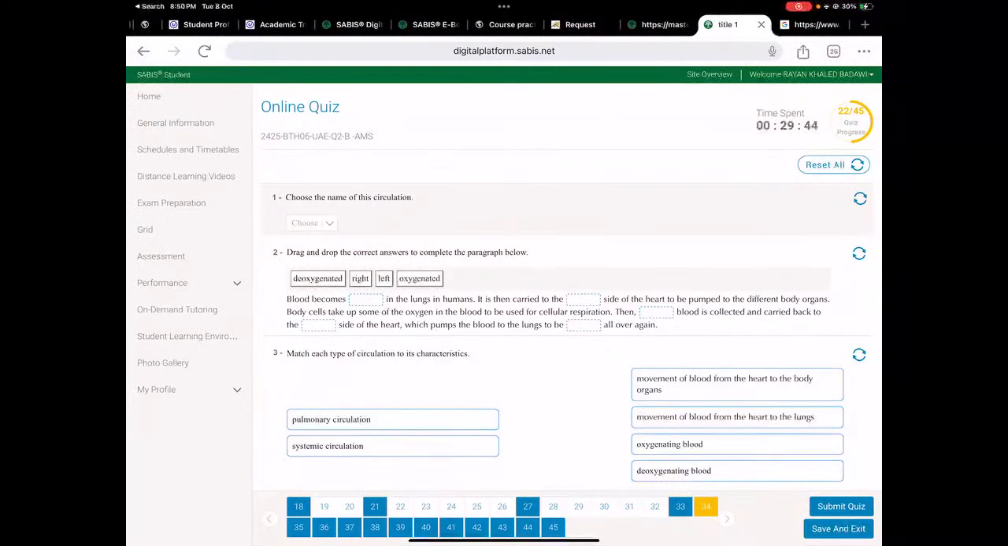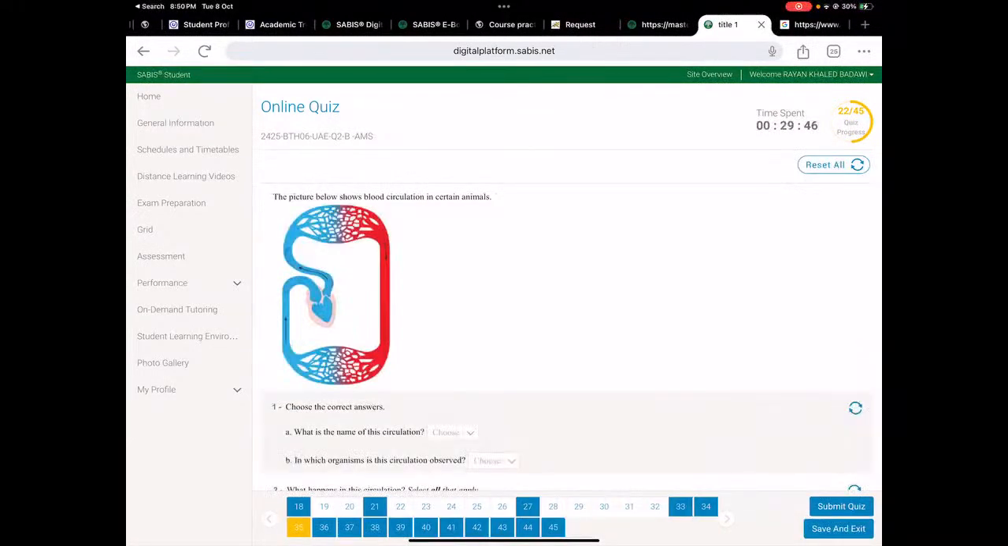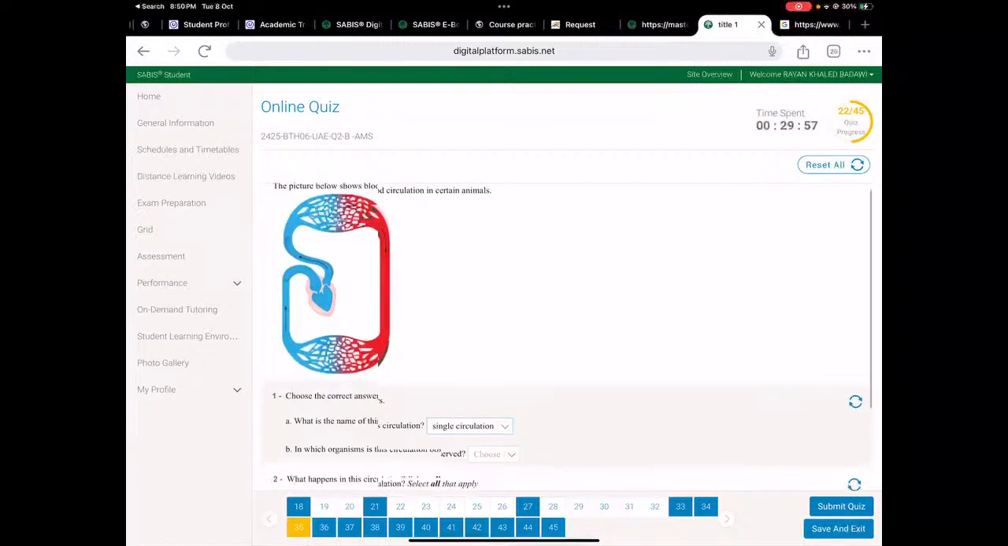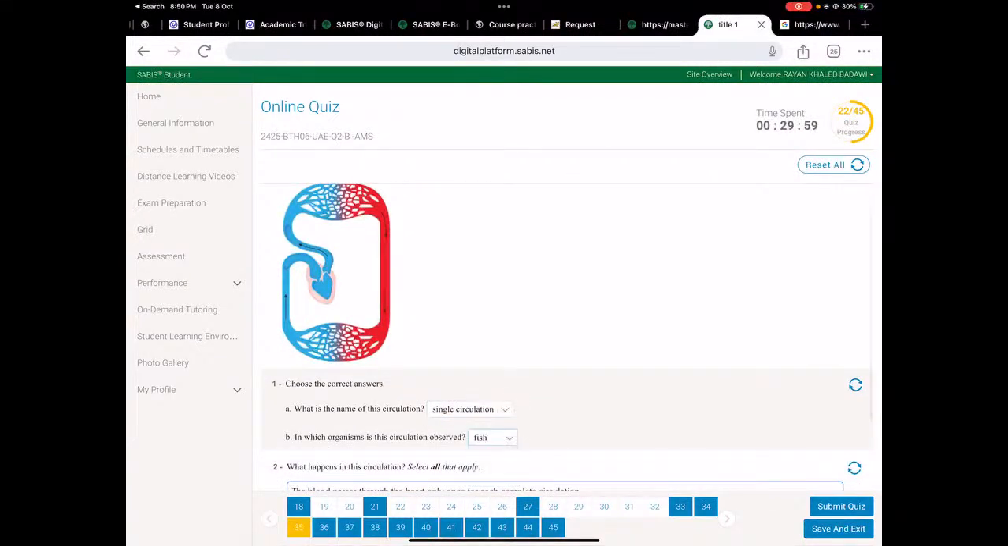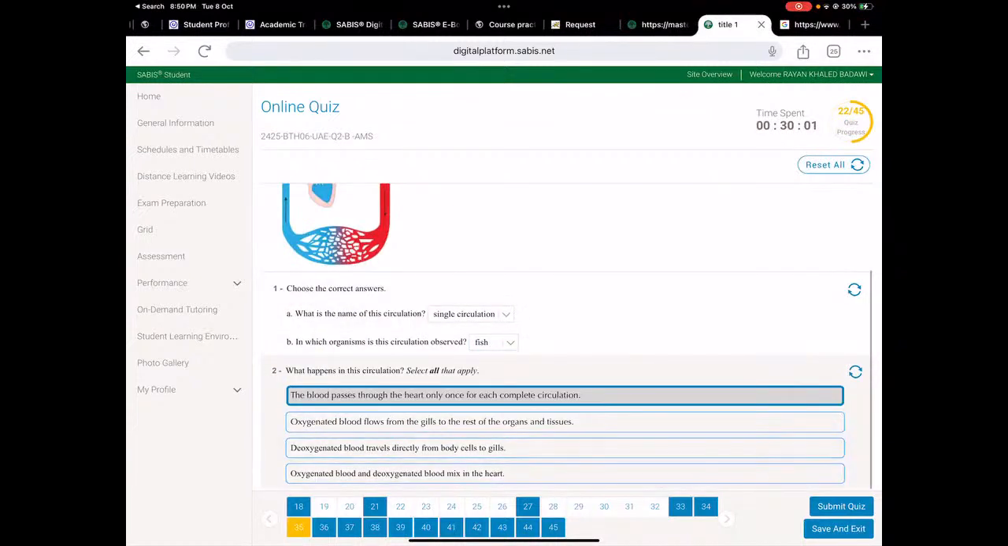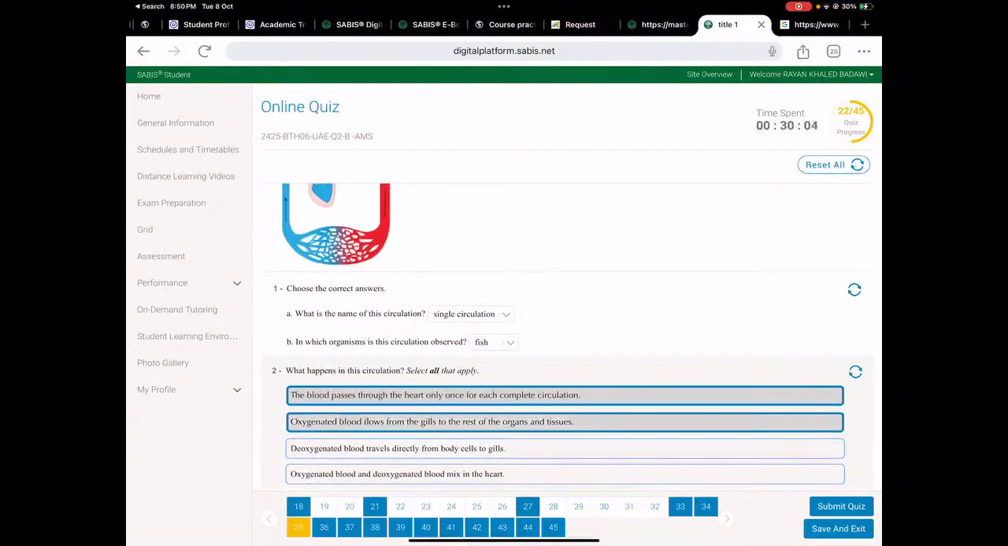I'm just gonna skip them for now. If you guys have questions about them, let me know. Okay, this looks like what? Single circulation. Why single circulation? Look at it. It's passing through the heart only once, okay? Compared to double circulation. Of course, it's going to be in fish. Passes once. Okay.